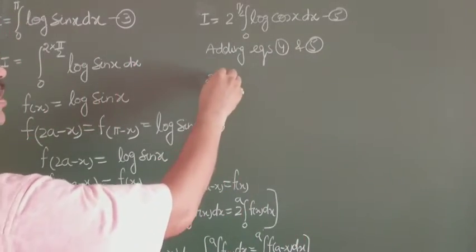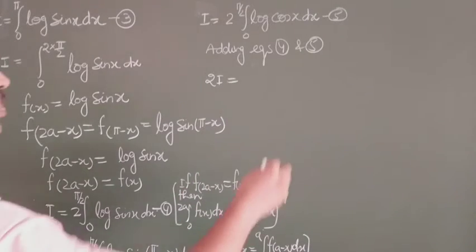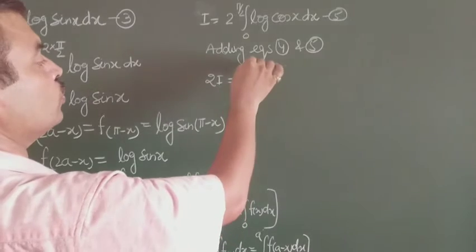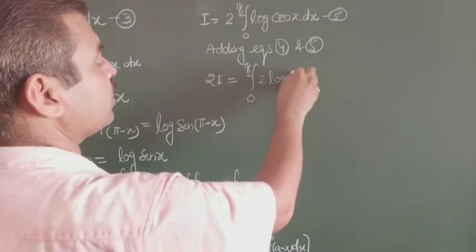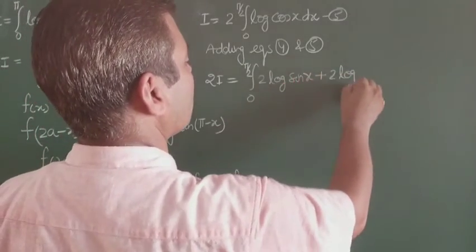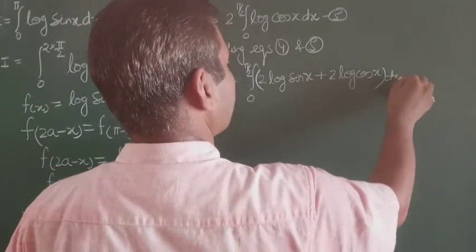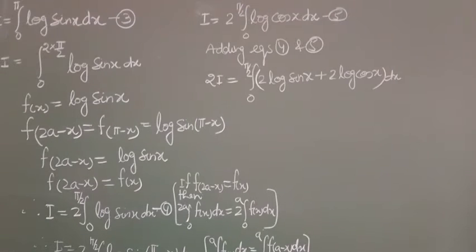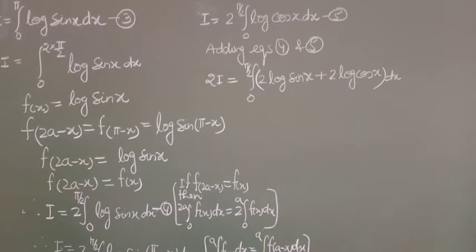So 2I equals to integral from 0 to pi by 2 of 2 log sin x plus 2 log cos x dx. Okay, 2 log sin x plus 2 log cos x dx.